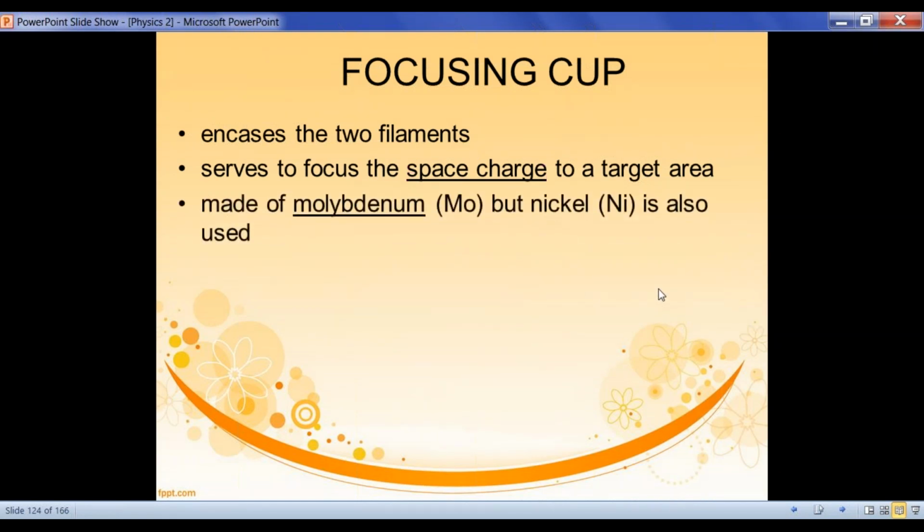So focusing cup is made of molybdenum, but sometimes nickel can also be used. So yung ating filament is made of radiated tungsten or tungsten added with 1 to 2% of thorium. Yung ating naman pong focusing cup is made of molybdenum, minsan nickel din po. So since ang ating cathode ay negatively charged, ang filament natin, mayroon din siyang negative charge. Yung focusing cup natin, mayroon din po siyang negative charge.